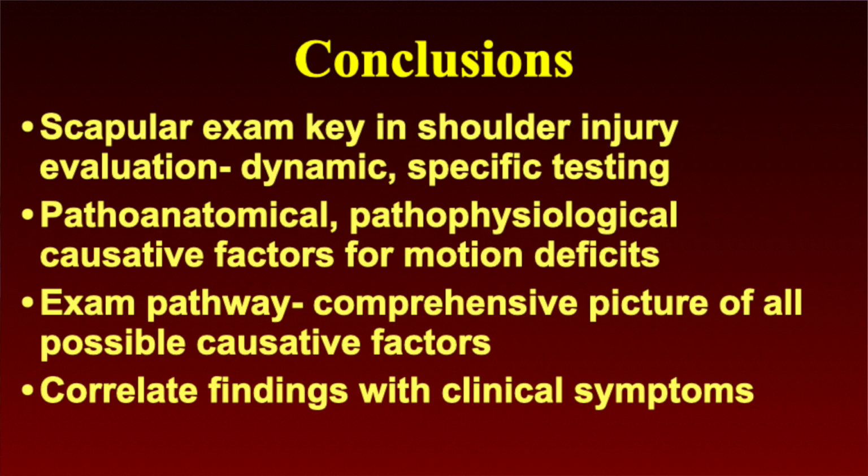So in conclusion, the scapular exam is really key to a shoulder injury evaluation. It has to be dynamic. It has to be very specific in its testing to find out if the alteration of scapular motion or position is really having anything to do with the shoulder symptoms. There are pathoanatomical and pathophysiological causative deficits for this problem of motion. There's a specific exam pathway that can guide you to rule out the entire breadth of the causative factors. And then you have to correlate those findings with clinical symptoms to make sure that you get the right restoration in your rehabilitation. Thank you very much.